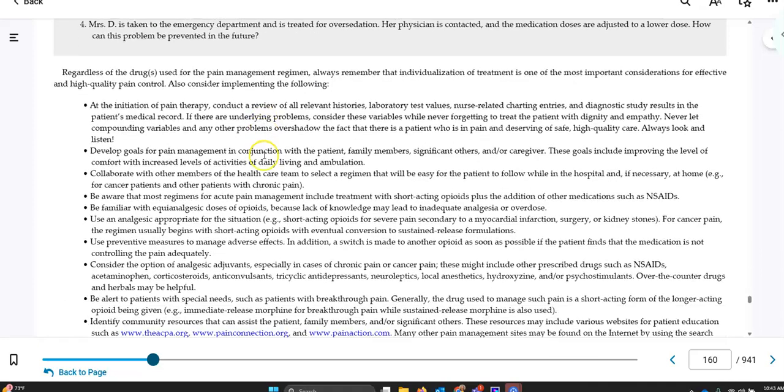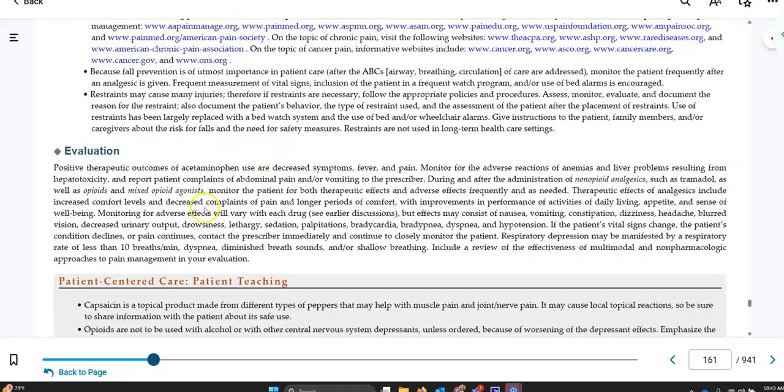Oh, let me scroll down real quick. Our evaluation of how our patients are tolerating the medication. So again, think of some of those things such as constipation, how do I avoid that? If they're feeling really drowsy, if it changes their level of consciousness, preventing those falls and making sure we're monitoring for that.